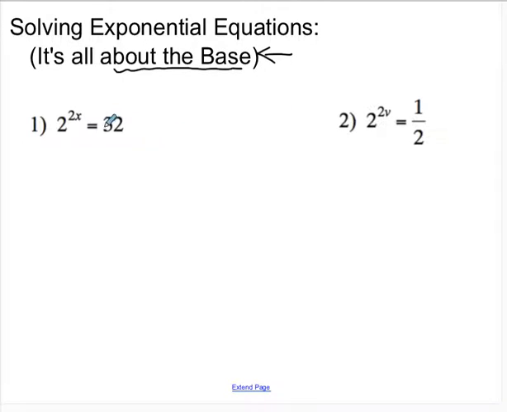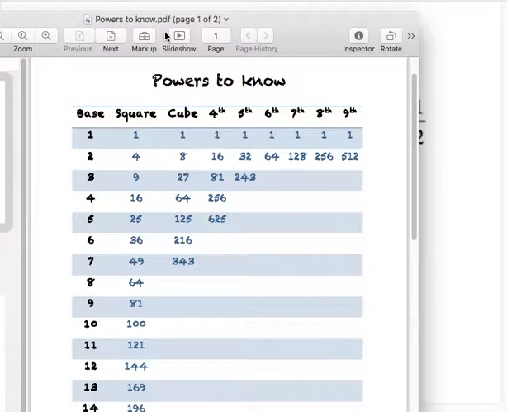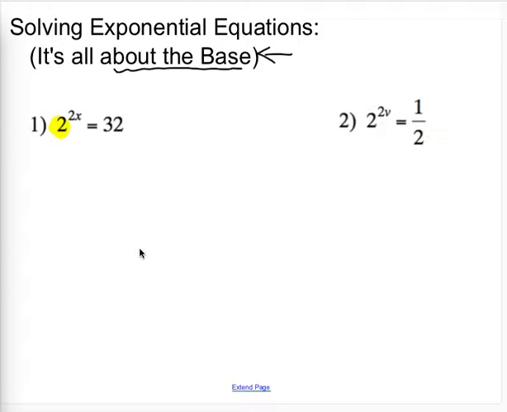All right. So if I take a look here at this expression, on the left-hand side, I notice that the base is 2, but on the right-hand side, I have this number 32. But fortunately for us, I've already memorized my powers-to-know grid, so I know that 2 to the 5th power is 32. I'm sure you have already done the same thing. So we can rewrite this as 2 to the 2x is equal to 2 to the 5th. Now those bases are the same.